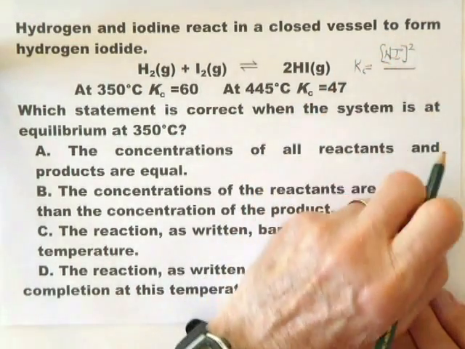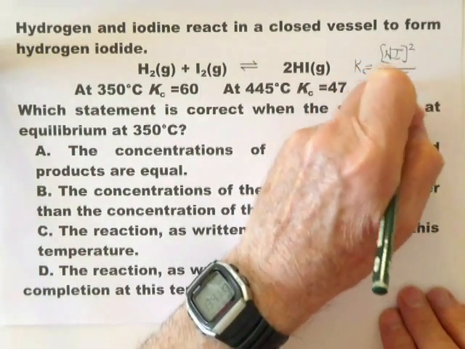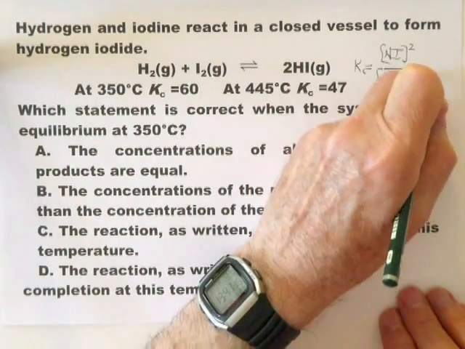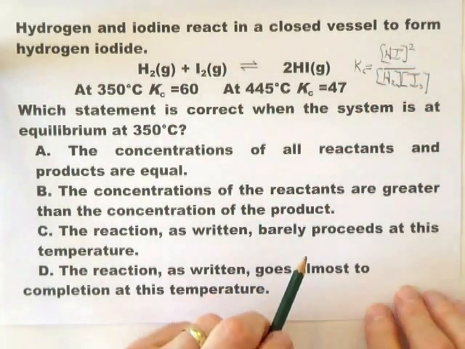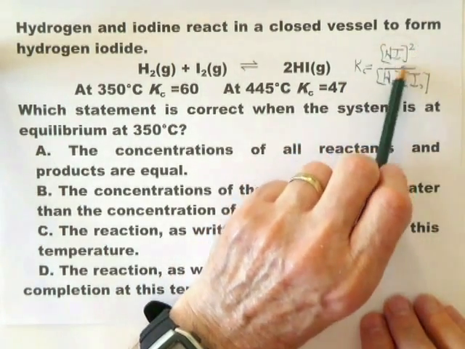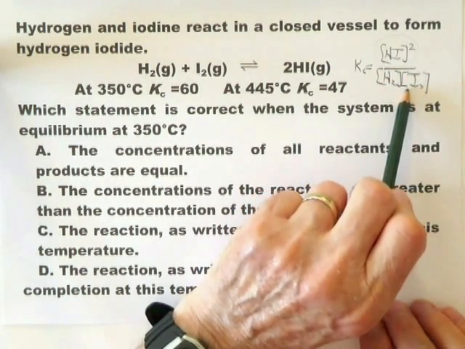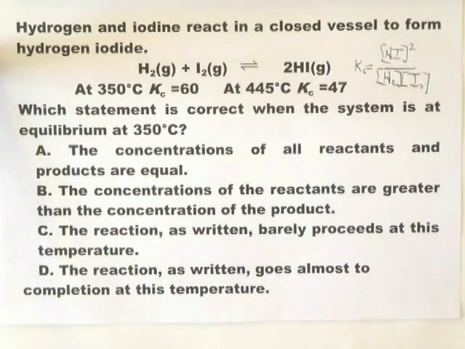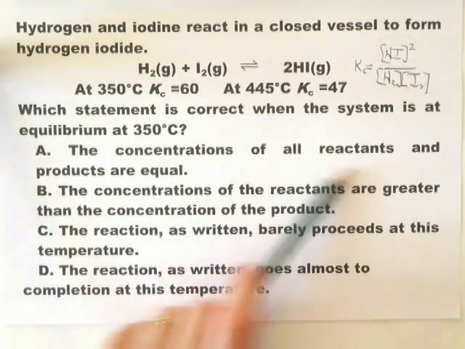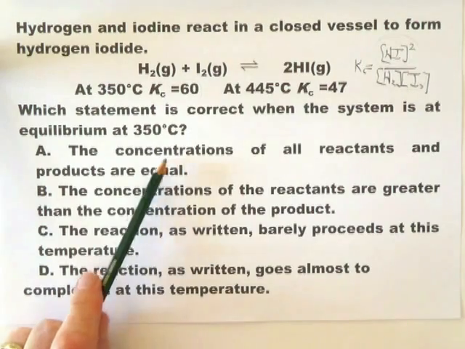[HI] squared over [H2] times [I2]. With a Kc of 60 or 47, that means there's a lot of HI present and very little hydrogen and iodine. So let's look at these statements in the view of that. Concentration of all reactants and products are equal. No. I've explained earlier that that is rarely an answer.